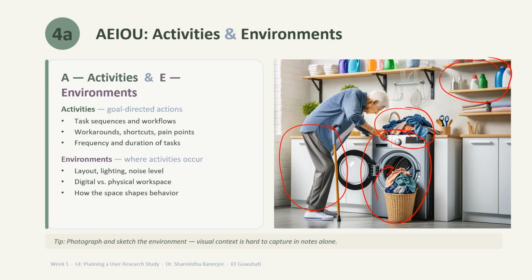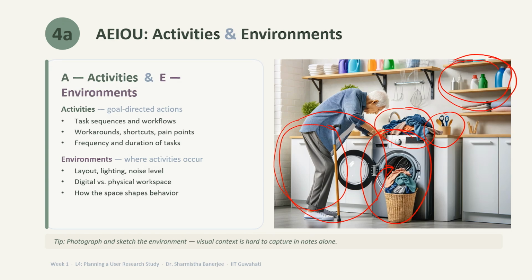So the layout of the whole space where this activity is happening, you can see that in this particular space I have my detergents and everything. I have some cupboards where I will go and put in my clothes. Maybe I have some more tools over here. This is the whole environment. This person has set up this environment for their laundry. I can also see that this person has a very large laundry space. So the environments are where the activities occur, the layout of that space, the lighting, the kind of noise levels or other disturbances, digital versus physical workplaces, how the space shapes the behavior.